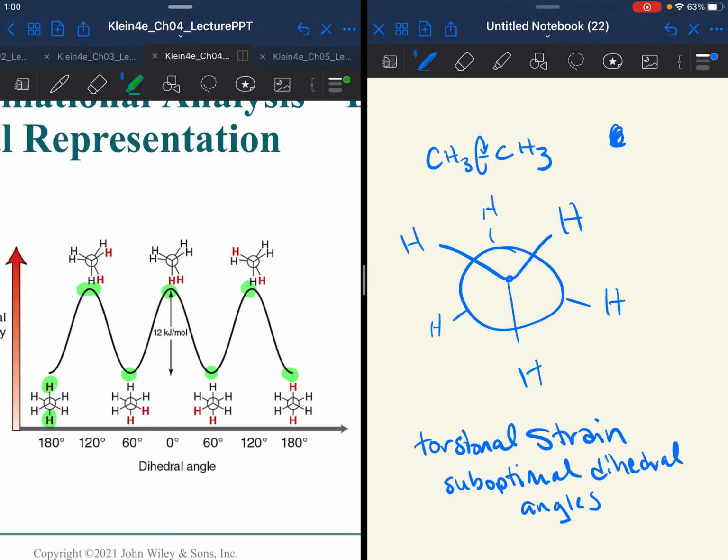Notice all of the staggered conformations are the same energy. They all have hydrogens that are 60 degrees apart from each other. All of the eclipsed are higher in energy, but they're the same energy. It's all hydrogens lining up on top of hydrogens. And so what will happen is, yes, there is free rotation, but at any given time, a larger percentage of your molecules will be in that staggered conformation.